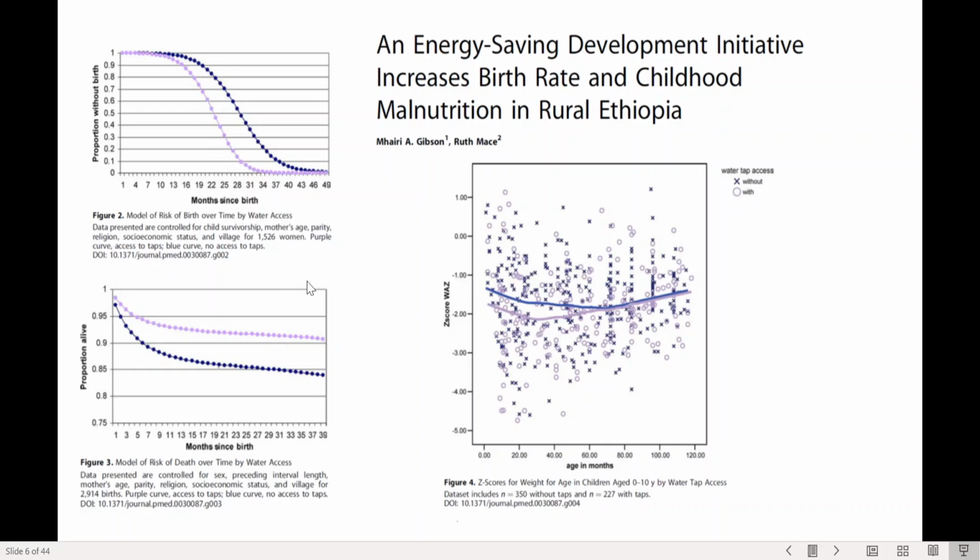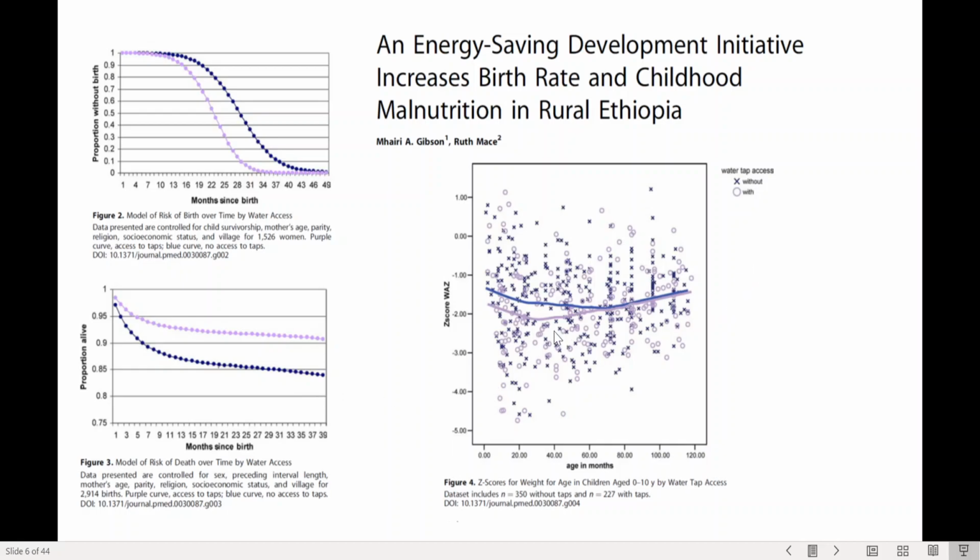What does that mean? It doesn't mean necessarily that more children were dying. So we can see here, first of all, the time between the last birth and the next birth significantly reduced in those villages where there was now easier access to water. And having access to water meant that kids were less likely to die in those villages. Right? So that's obviously an advantage.